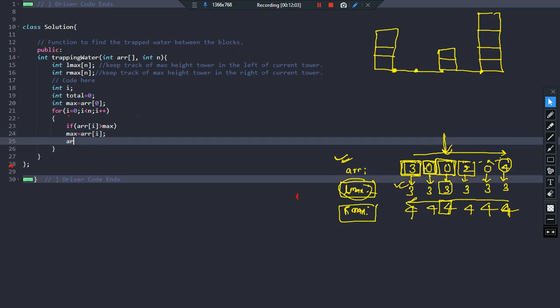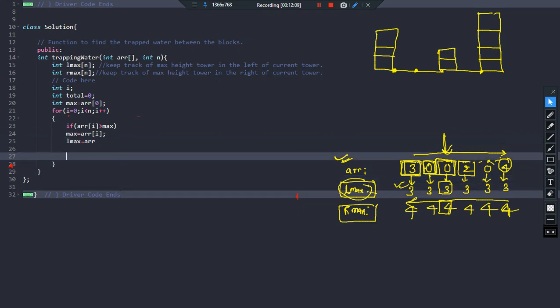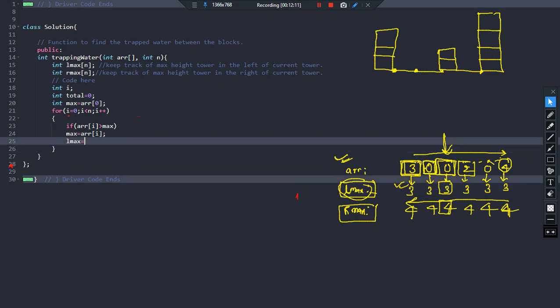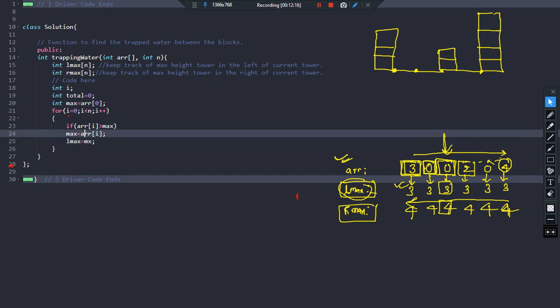And then finally we will declare lmax of i equal to max, right? So let us not use the max variable, let us use mx.